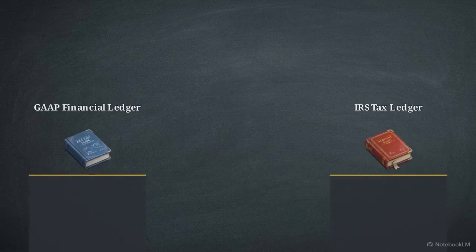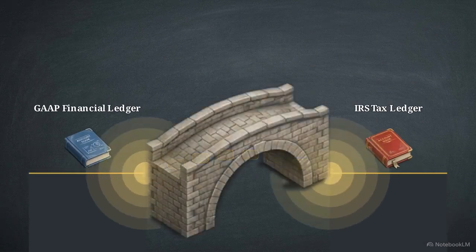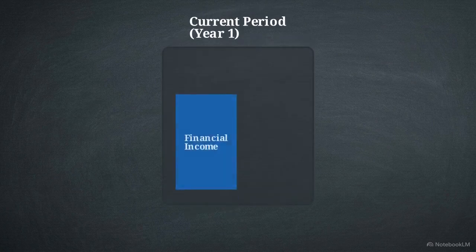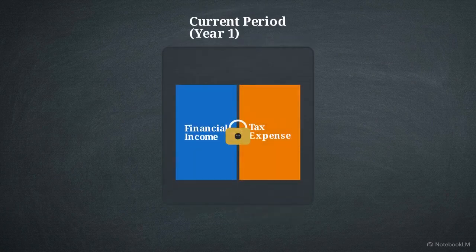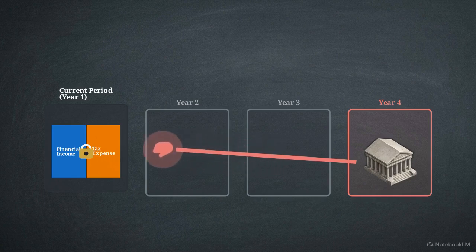That intervention is a mandatory accounting framework known as inter-period tax allocation. This is the mechanism used to bridge the mathematical gap between the financial ledger and the tax ledger. The core rule of this framework is straightforward. A tax expense or tax benefit must be recognized in the same period as the related financial income or expense. It forces the tax impact to match the GAAP timeline, regardless of when the IRS actually demands the cash.